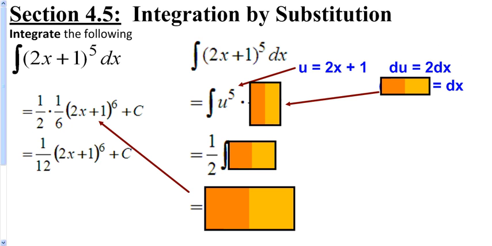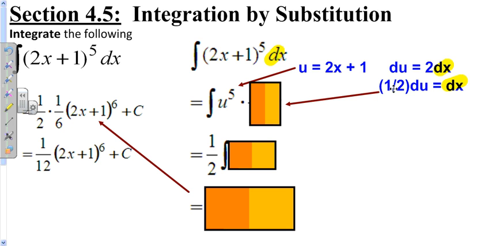Now, you'll notice that in our problem, we have a dx showing up. So we need just a normal dx. We don't want to have that 2 in front. So in other words, you got to get rid of that 2. So multiply both sides by 1/2.